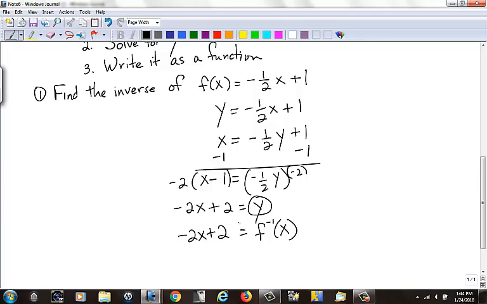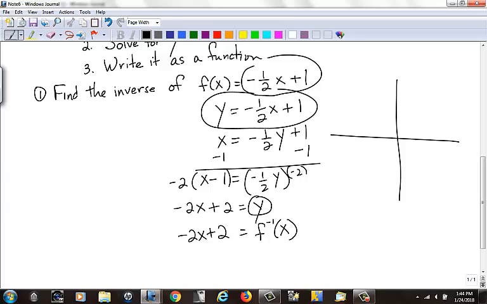Okay. So if we graph those two, graph the original: y equals negative 1/2 x plus 1. So it's going to go through at positive 1. The slope is negative 1/2, so down 1 and then to the right 2. Okay, you agree you're going to get a line that comes through something like that.